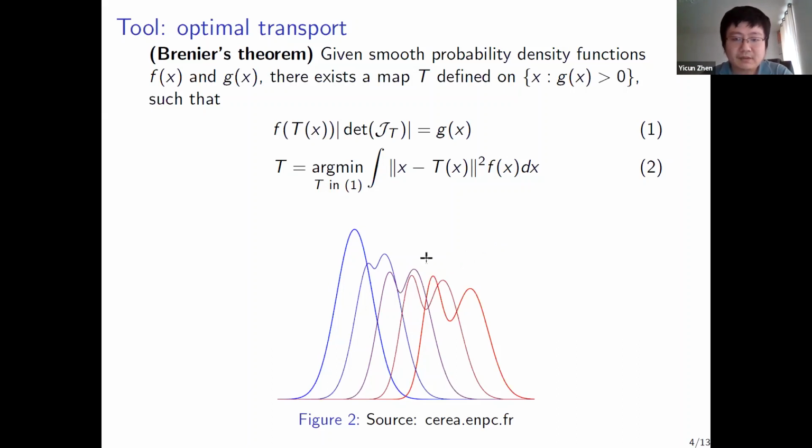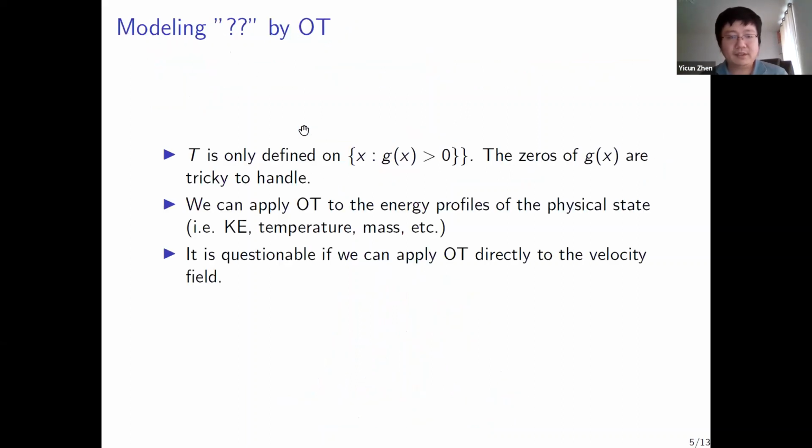In other words, if you forget that f and g must be probability density functions, so suppose f is some state variable and g is a state variable, then roughly speaking, this means that there exists a transport T such that the field of G is equal to F composed with T times the Jacobian of T. This is the optimal transport theorem that we will use.